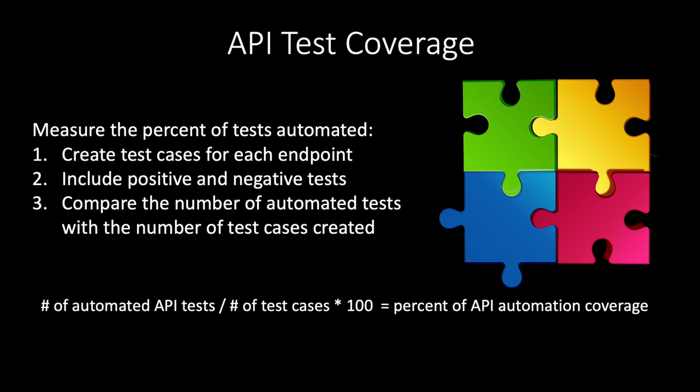When measuring API test coverage, you want to measure the percent of tests that have been automated. So create test cases for each endpoint, making sure to include positive and negative tests. Then compare the number of API tests that have been automated with the number of test cases that have been created. Number of automated API tests divided by number of test cases times 100 equals the percent of API automation coverage.